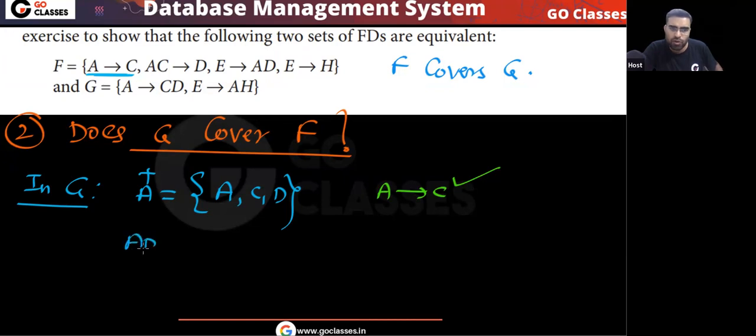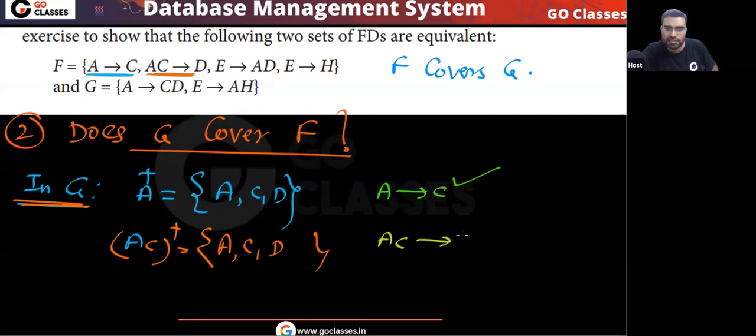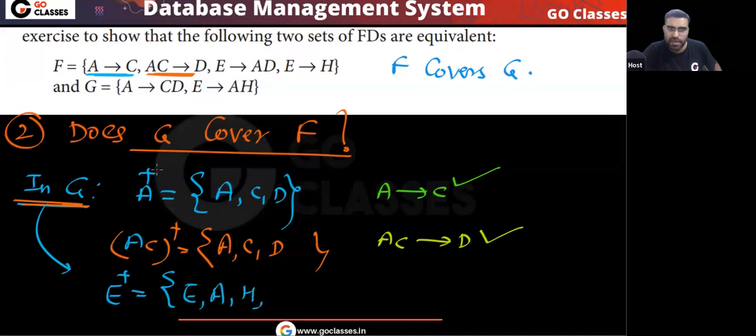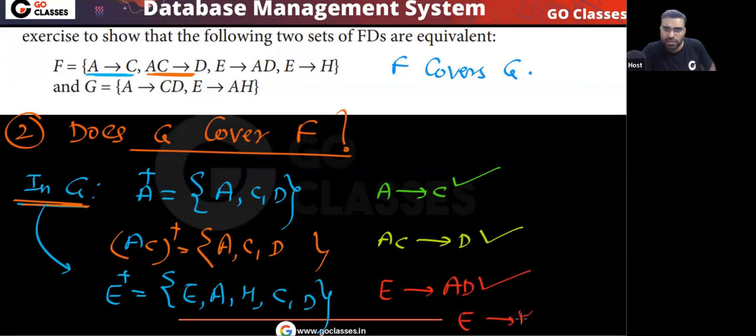Now, what you will do? You will find AC plus also. In G, you will find AC plus. That will be ACD. Again, you got ACD. So can I say that AC determines D? That also you got. Now, in this G, you will find what is E plus. That is EAH. A can give you CD. So can I say that you got E determining AD, and E determining H also.